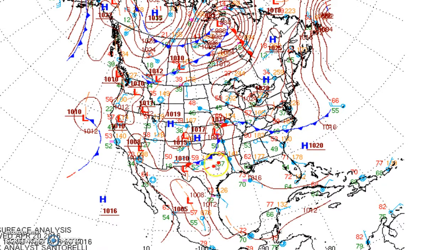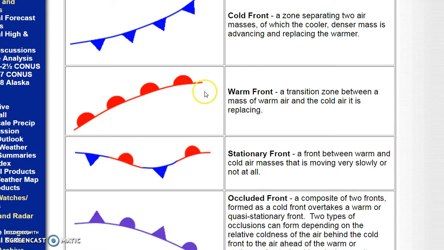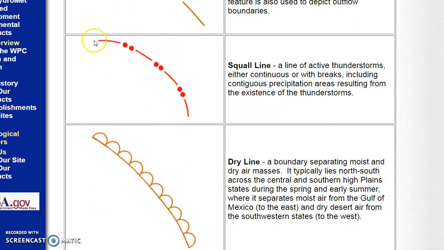All right, what on earth is this? Well, let's go look at our legend and find out. Scroll down. Here it is, right here. This is a squall line. It's a line of active thunderstorms, either continuous or with breaks. It's a line of active thunderstorms.